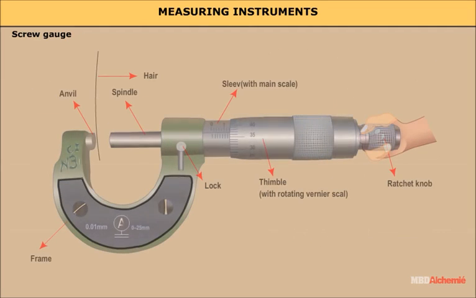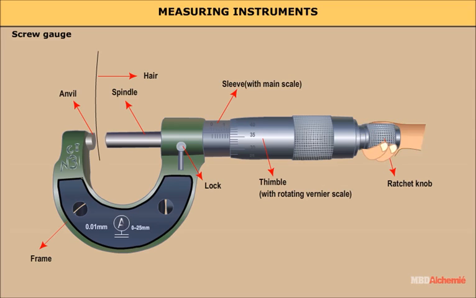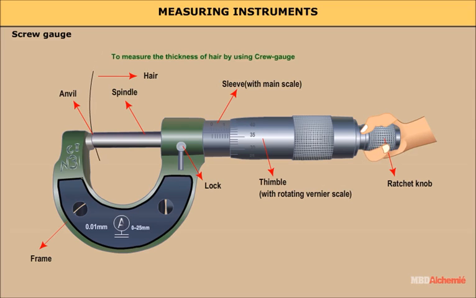The screw gauge is used to measure even smaller dimensions than the vernier calipers. The micrometer screw gauge also uses an auxiliary scale measuring hundredth of a millimeter, which is marked on a rotary thimble.